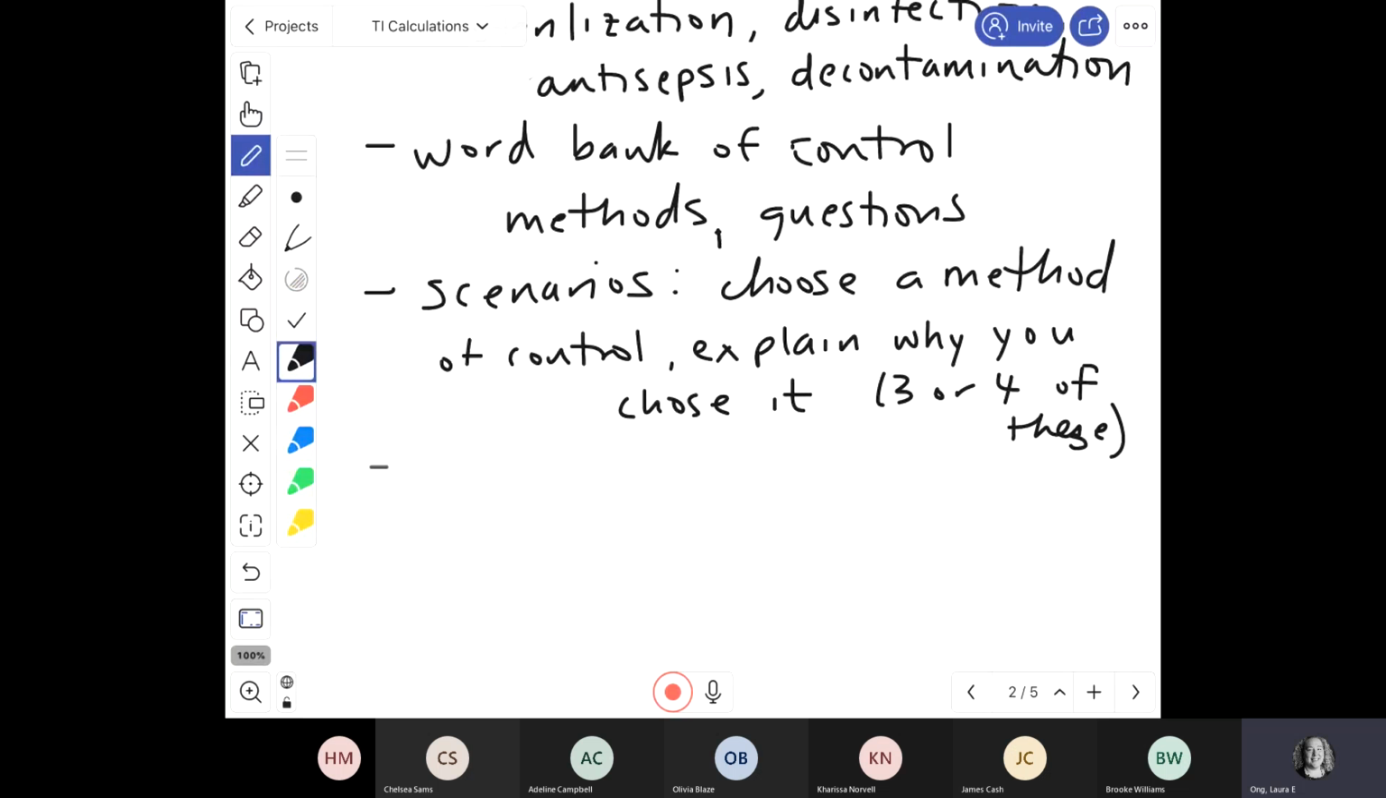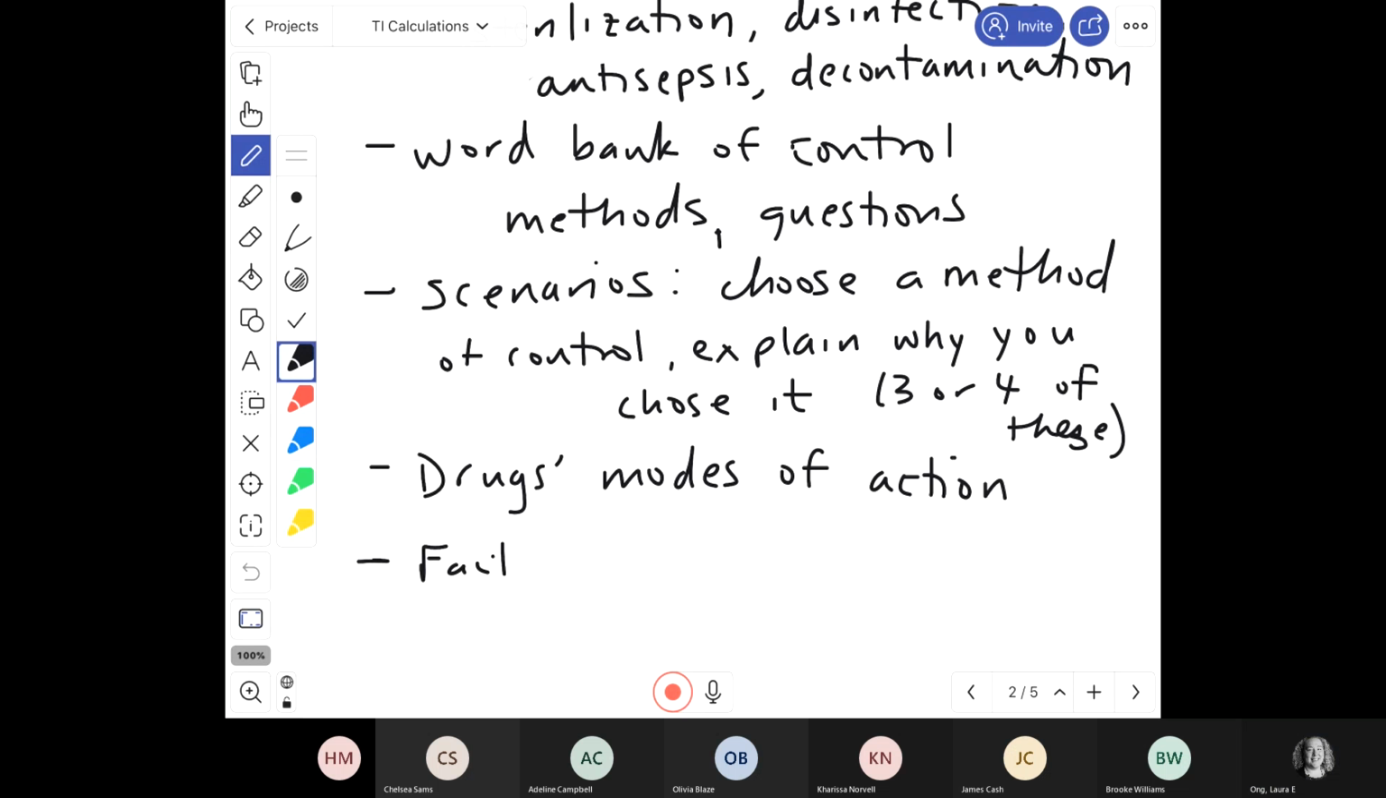You need to know drugs' modes of action. What are the big categories by which drugs act on microbes? So they can affect the membrane, they can affect the cell wall, they can affect DNA, RNA synthesis, or they can affect ribosomes. Those are the major modes of action. You need to know factors to consider before prescribing or before choosing a drug.